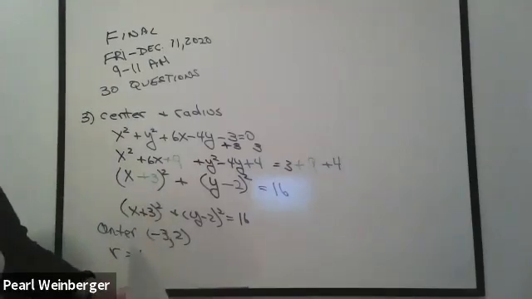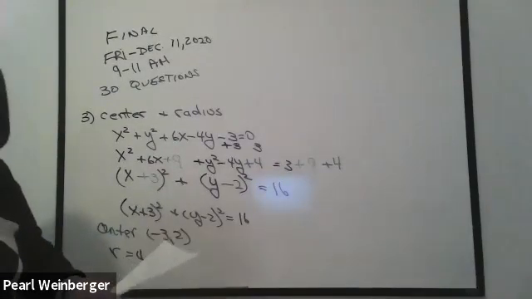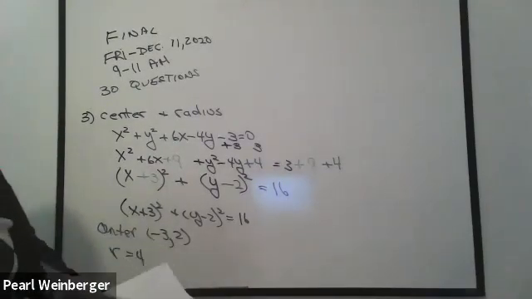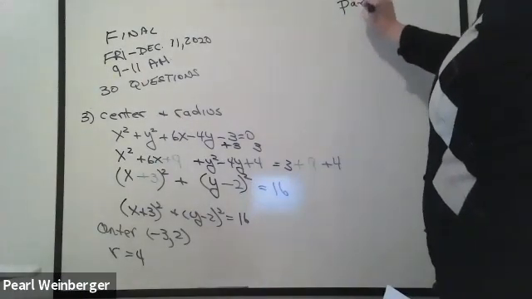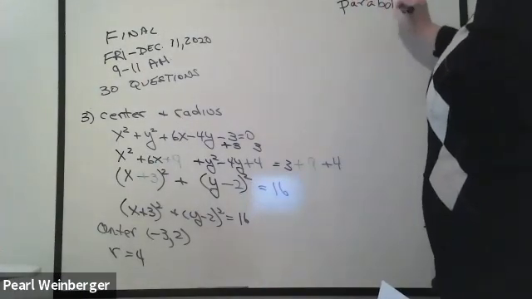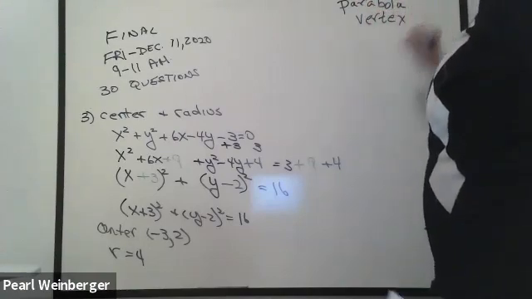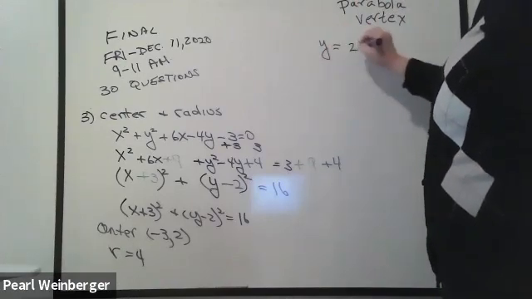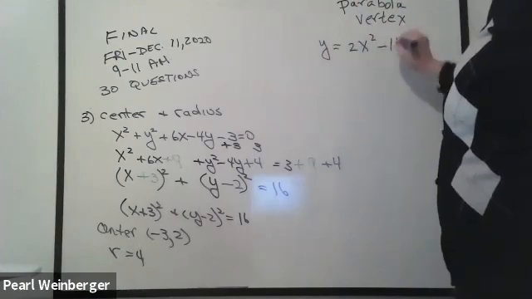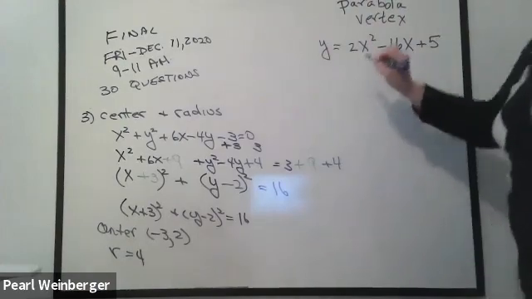Okay, so I think we went through the conic sections. We didn't do the parabola, but don't forget, with a parabola, the most important thing to find out is its vertex. So if I gave you something like this, y equals 2x squared minus 16x plus 5, and I said, find the vertex.